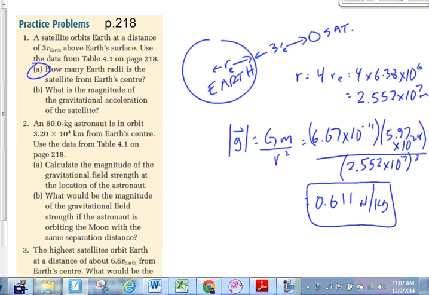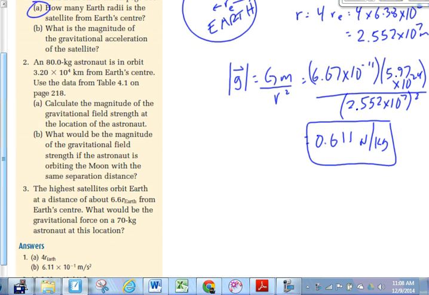Look, this is a long distance up. This satellite is way, way up there. There's still gravity though. It's 0.6, right? That's still about, I don't know, 7% or so of the Earth's gravitational field on the surface. So it's still a significant amount of gravity, but clearly it's a lot less than what it is on the surface of the Earth. 9.81 on the surface of the Earth, right? Okay, number 2 says an 80-kilogram astronaut is in orbit this far from the Earth's center. We want to find the gravitational field strength at that location.